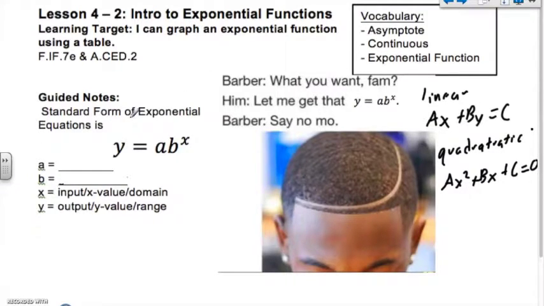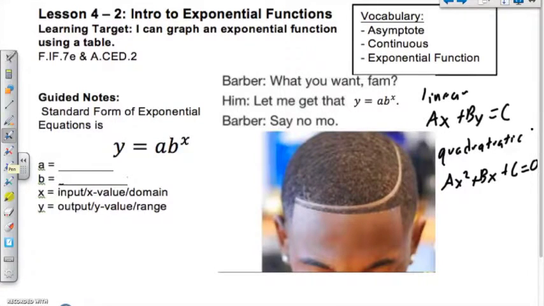And our standard form for exponential equations is going to be y equals a times b raised to the x power. And what those values are going to stand for, a is going to represent our start value, and b is going to represent our growth factor. If you remember back to our sequences in our last lesson 4-1, the growth factor is going to be very similar to your common ratio from your sequences. As always, x will be our input, our x value, or our domain, and our y will be our output, our y value, or our range.